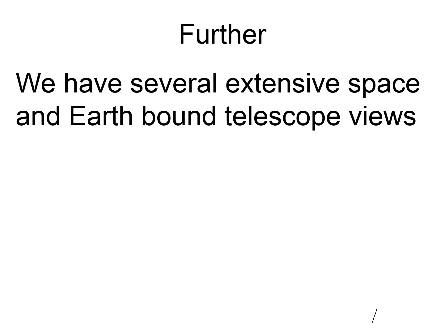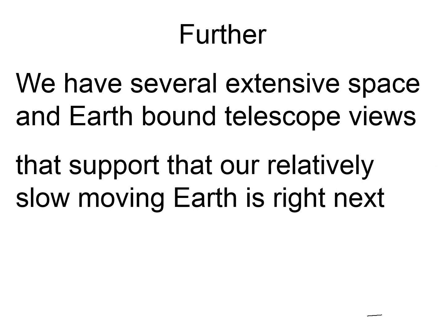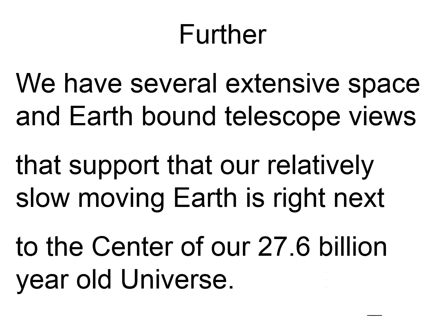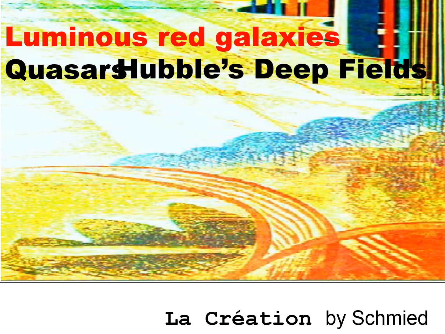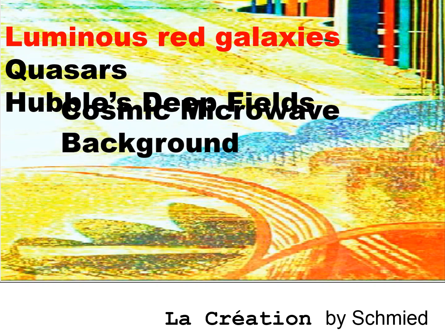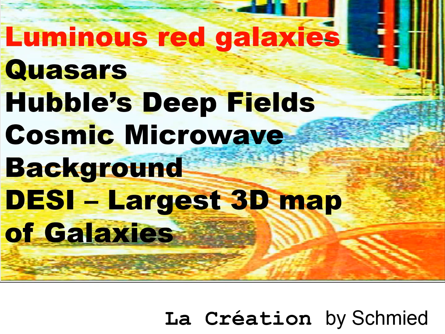Further, we have some very strong evidence supporting Earth in our Milky Way galaxy's central location, from some space and Earthbound telescope views that support the concept that our very slow-moving Earth is next to the center of our 27.6 billion-year-old universe. They are luminous red galaxies, quasars, the north and south deep field galaxies, the surrounding cosmic microwave background radiation, and DAISY, the latest and most inclusive 3D map of galaxies.